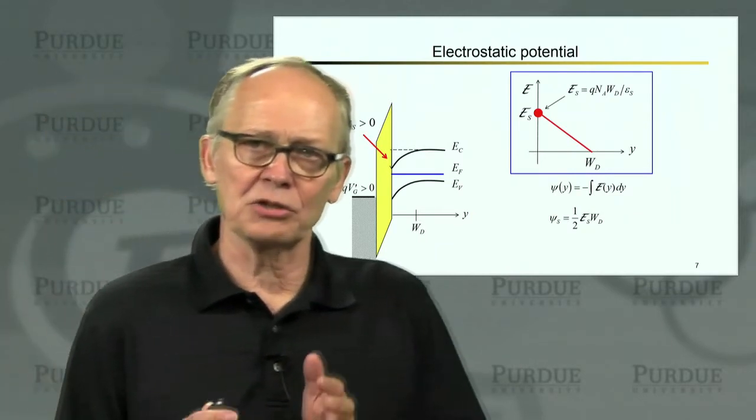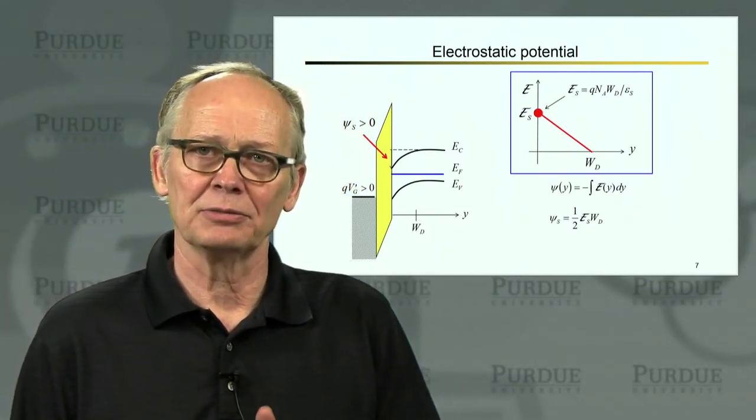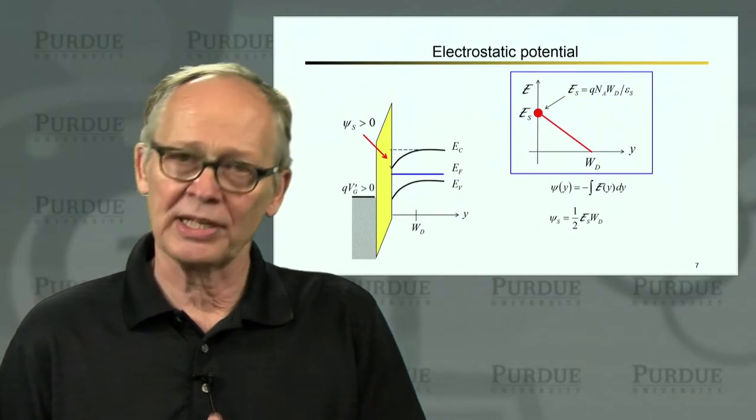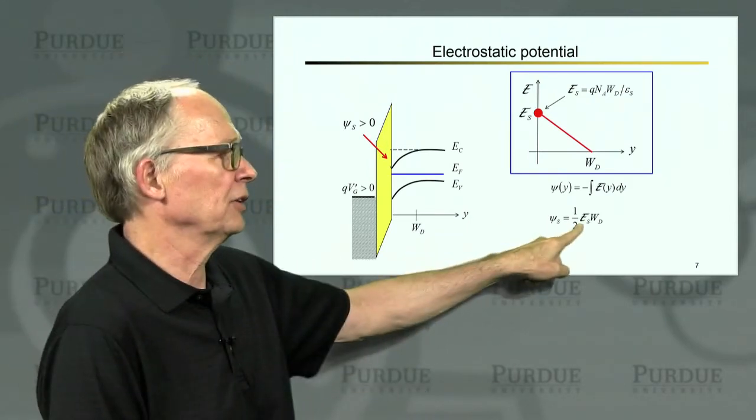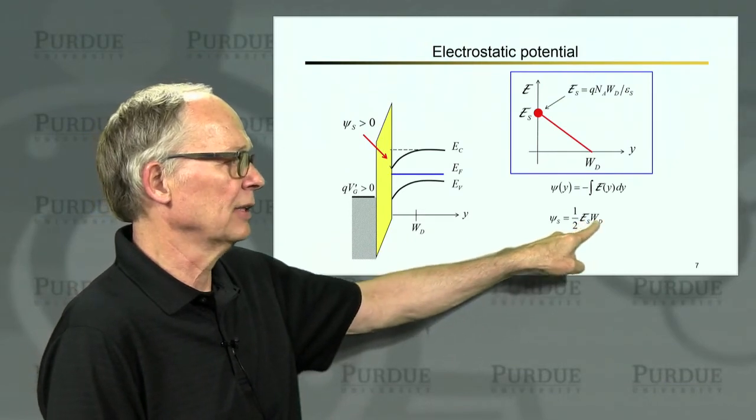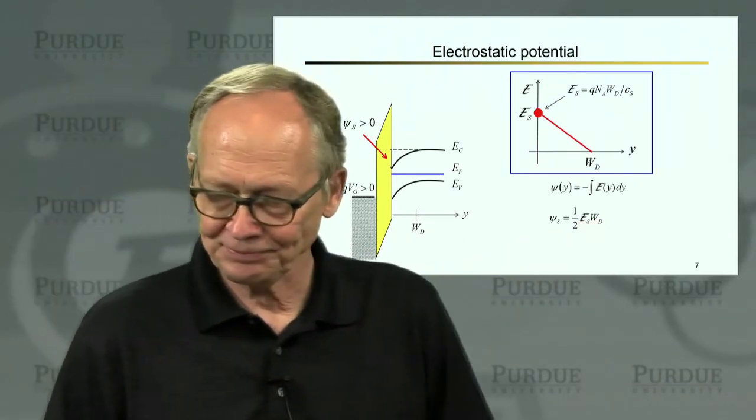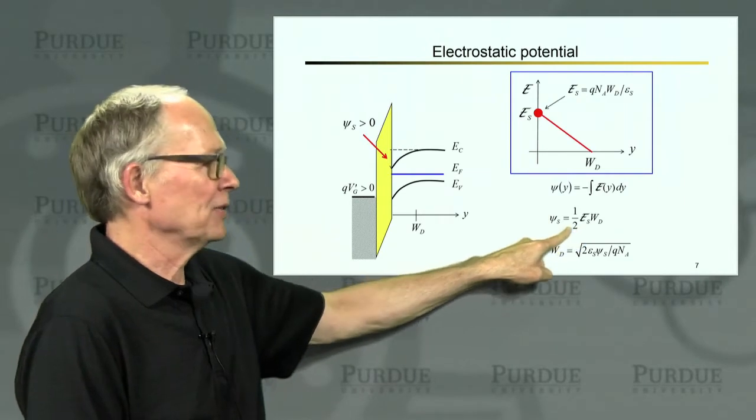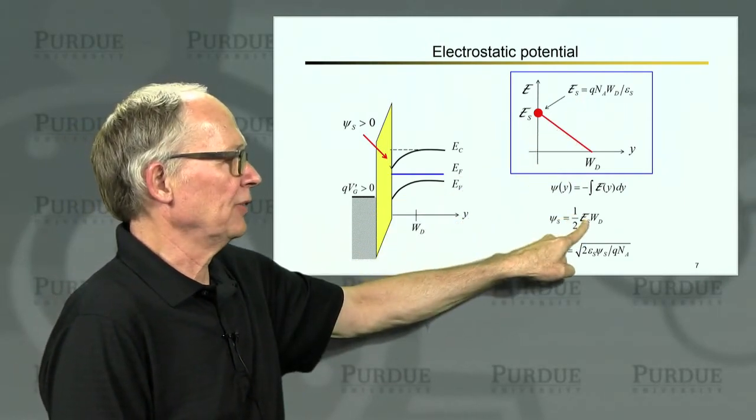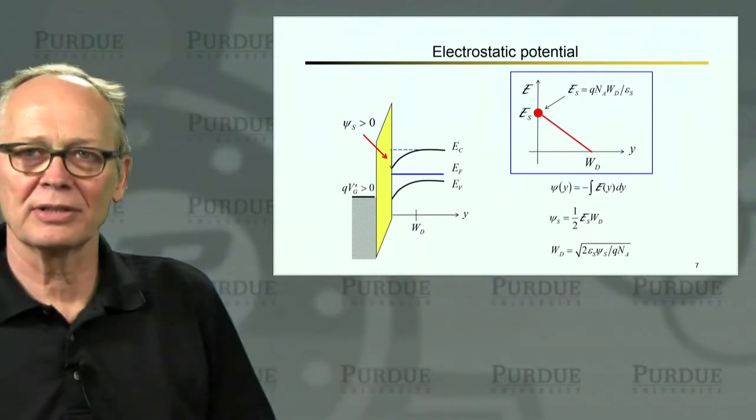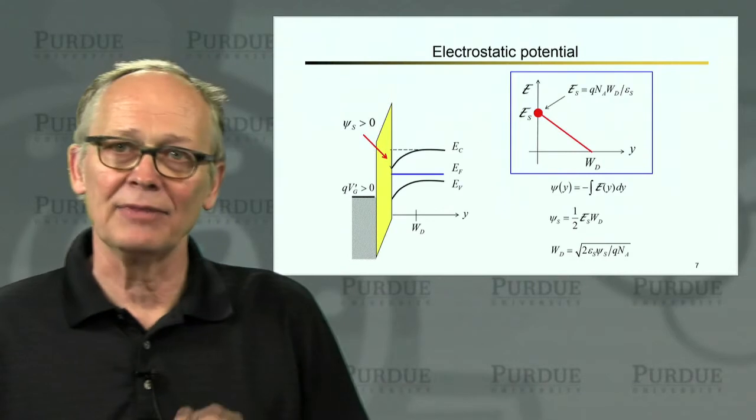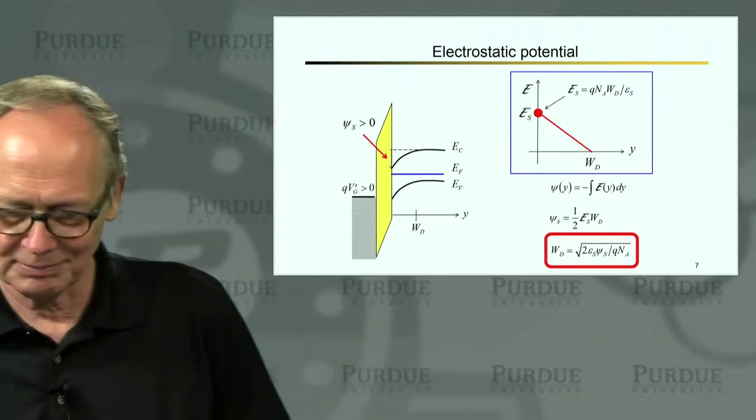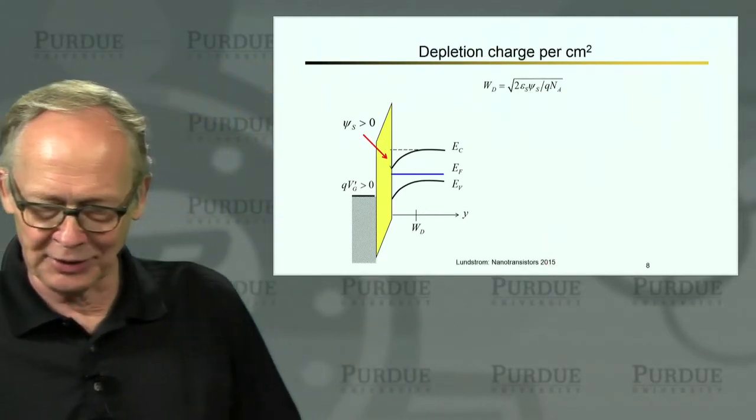So the total potential drop across this region is the surface potential, because the potential in the bulk of the semiconductor is 0. The potential at the surface is psi sub s. The total potential drop is psi sub s. It's just the area under this curve. It's just 1/2 the peak field times the depth of the depletion layer. Well, that allows us then to use this expression for the surface potential. We use this expression for the electric field, put the two together, and we get an expression that tells us what the depletion layer thickness is if we know the surface potential or the band bending. That's a really useful relation that we're going to need from time to time throughout the remainder of this course.